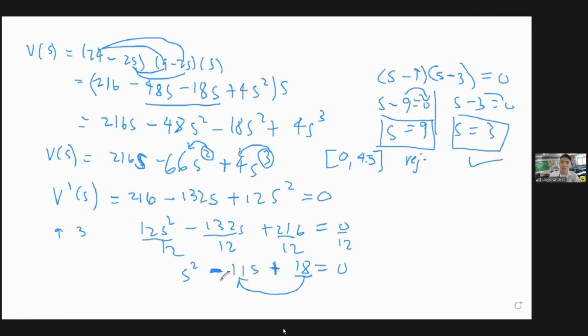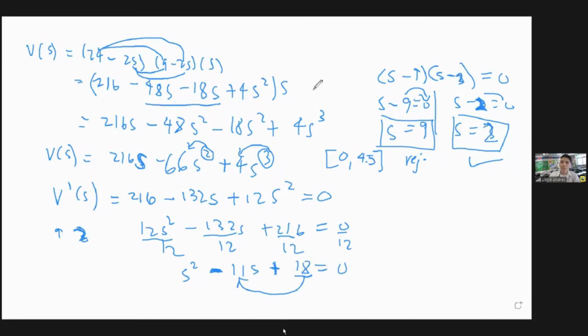Tama day, 9 and 2. Kung 9 and 2, sige, tama. Kung 9 and 2, may 11, tama. 9 and 2 dapat. Sorry. So, 9 and 2, salamat sa pag-correct.